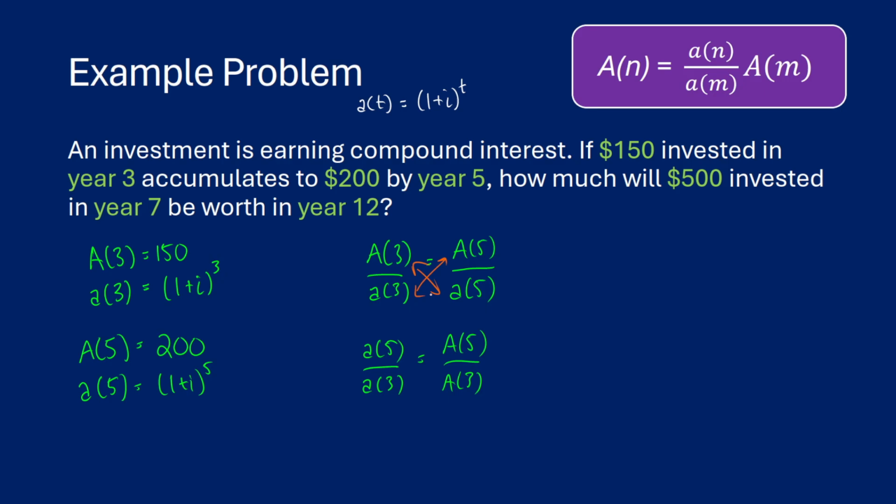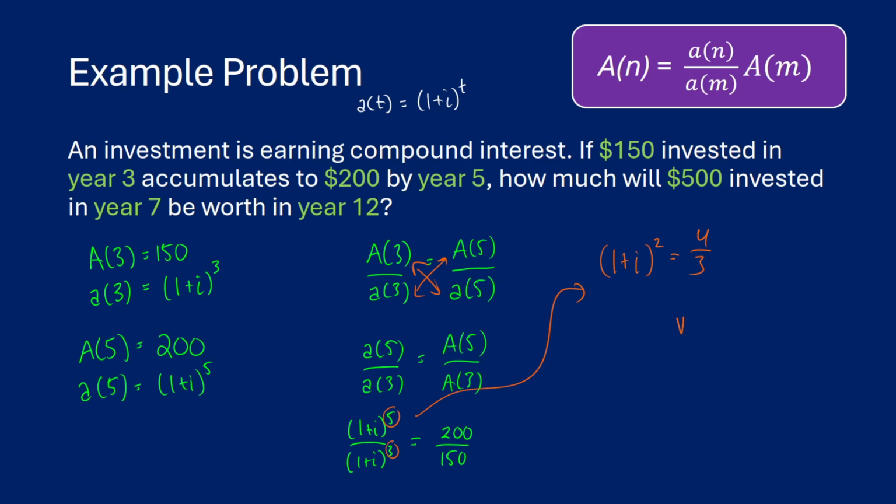So what are we going to do in this case now? Well, we can start putting in some values. So A5 is 200, we're dividing by A3, which is 150, and this is going to be equal to 1 plus i raised to the 5th power divided by 1 plus i raised to the 3rd power. Now, we're going to get some cancellation here. So we have 1 plus i to the 5th on top, 1 plus i to the 3rd on the bottom. So this is going to simplify to 1 plus i squared on the left. And then 200 divided by 150 is just the same thing as 4/3.